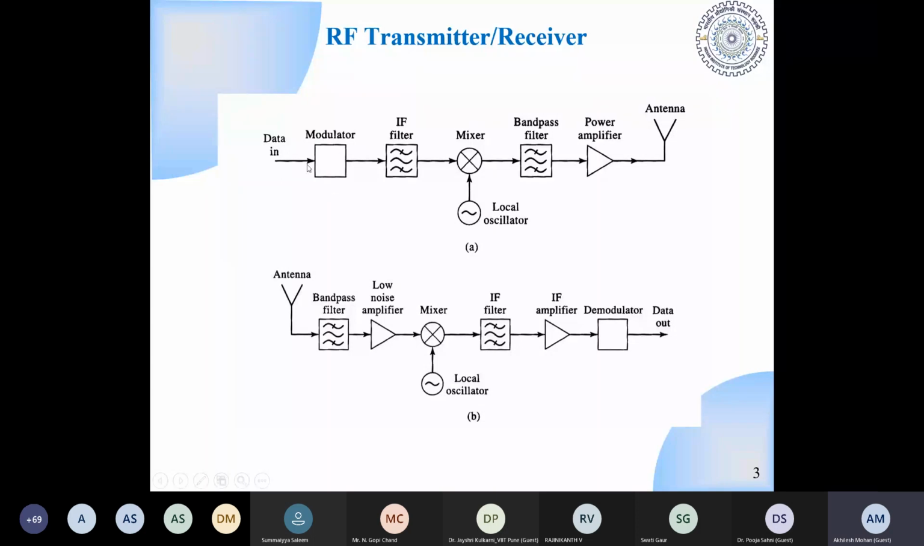The active components are the modulator, mixer, local oscillator, and power amplifier. On the receiver side, again the low noise amplifier, mixer, local oscillator, and IF amplifier. And the passive components are filters and antennas. We can have active antennas and active filters also, but not at much higher frequencies, only at much lower frequencies, maybe a few gigahertz, not more than that.